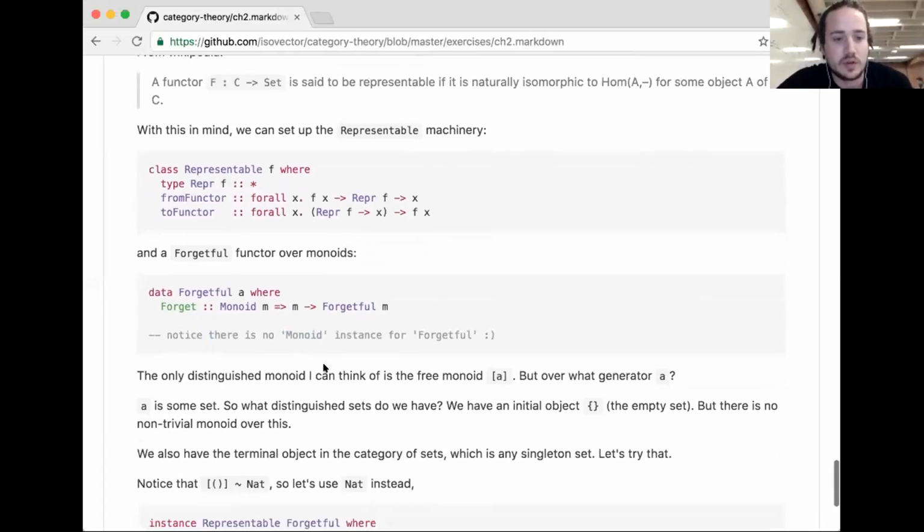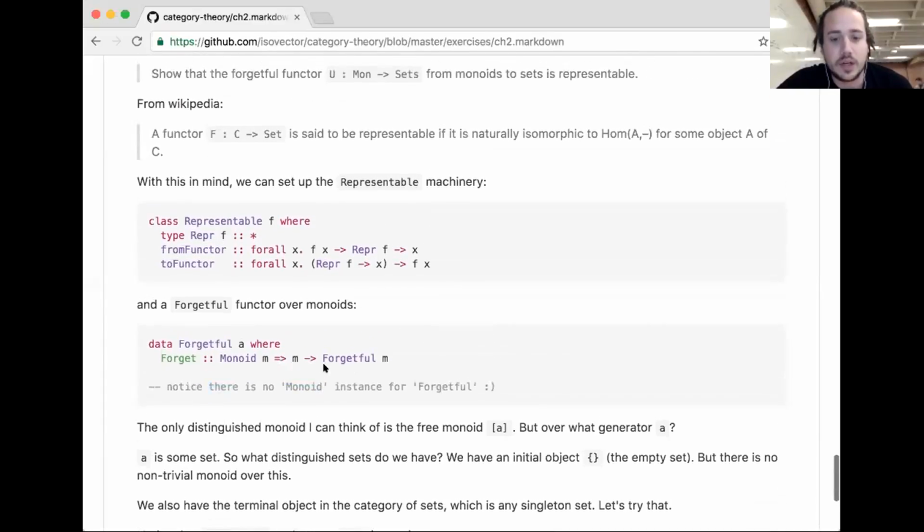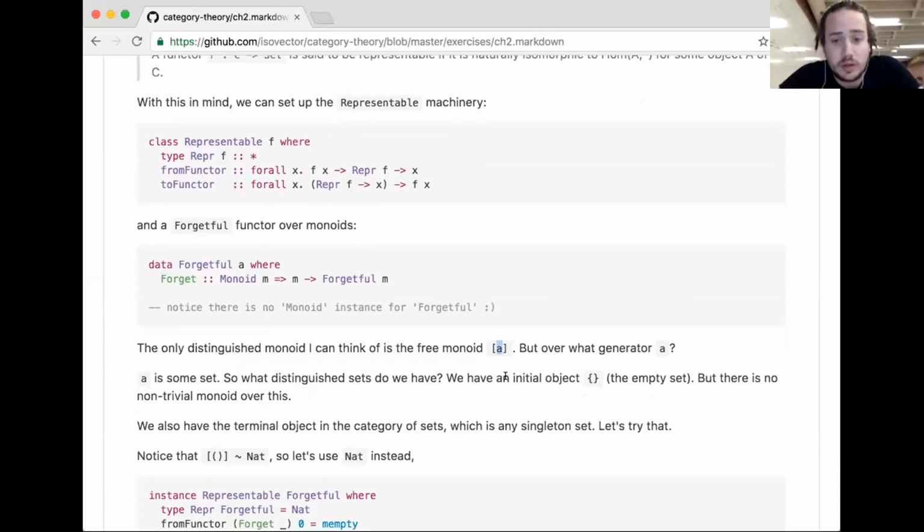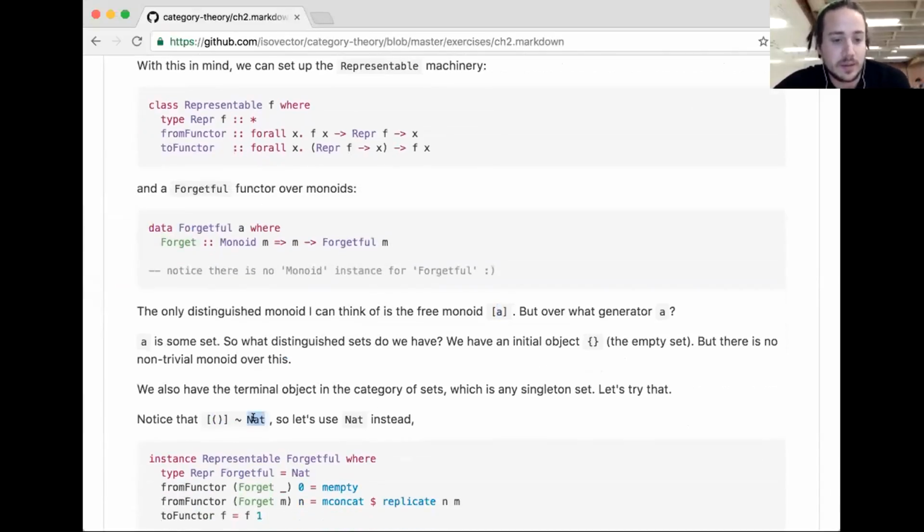Now I'm just winging it, so I need some object A in monoid, right? The only distinguished thing I can think of is a free monoid. I can't imagine there'd be any other mapping that would make sense. So that's over some A, but I need some set A. What kind of distinguished sets do we have? We have void, but there's not going to be an interesting monoid over that. The other thing I could think of was a singleton set, which is a unit in Haskell. And a list of unit is isomorphic to Nat, so I'll use Nat instead.